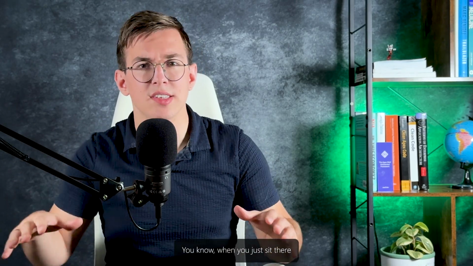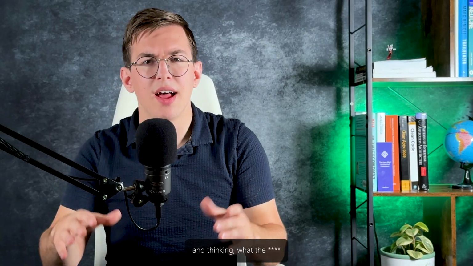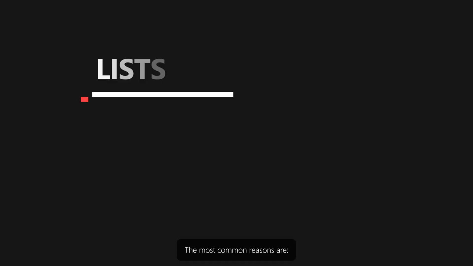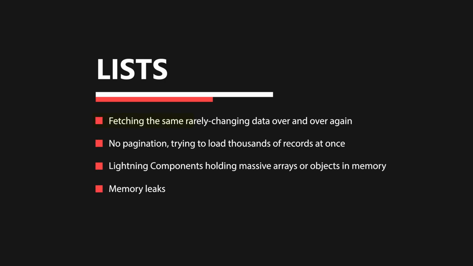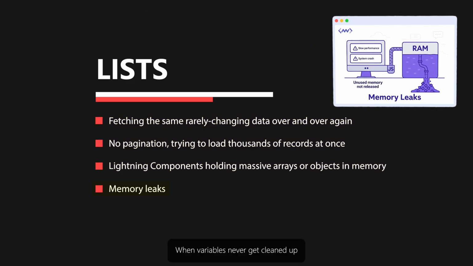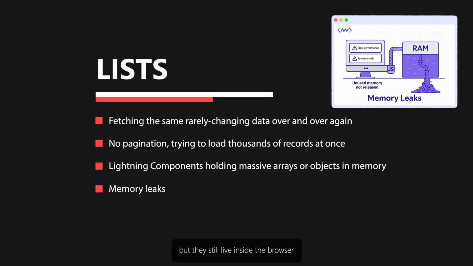And very often it is the front end that is the problem. You know, when you just sit there watching the spinner and thinking, what the fuck? But let's talk about the causes and solutions. The most common reasons are fetching the same, rarely changing data over and over again, no pagination, trying to load thousands of records at once, Lightning components holding massive arrays or objects in memory, and memory leaks, when variables never get cleaned up. You don't have references to those variables anymore, but they still live inside the browser.